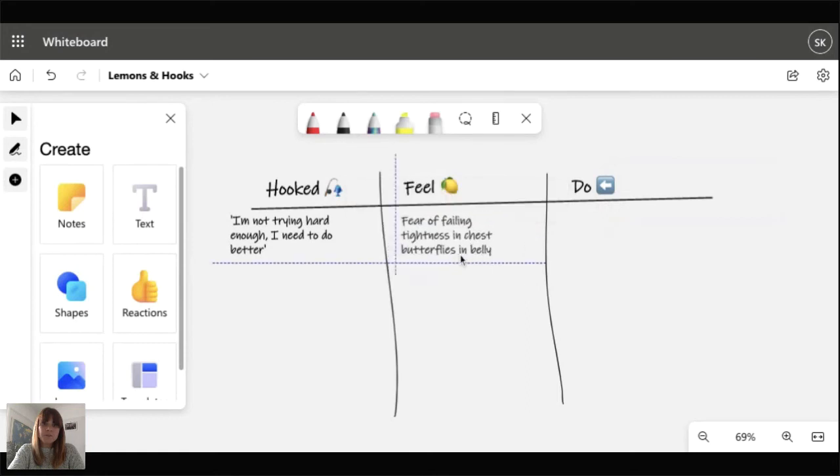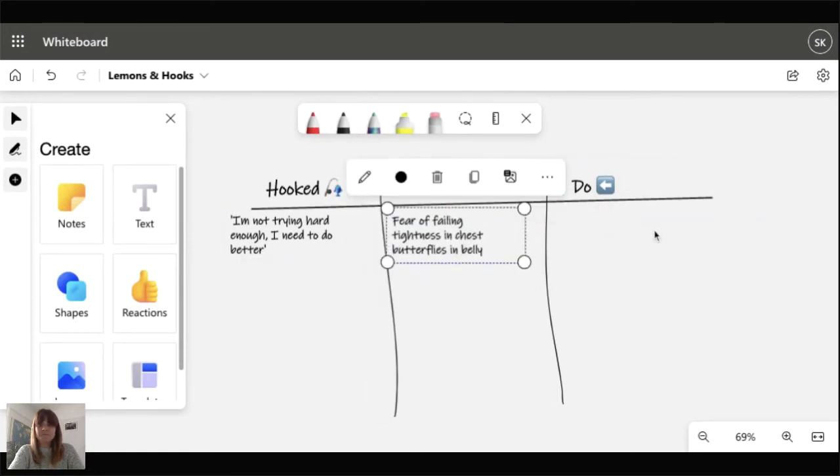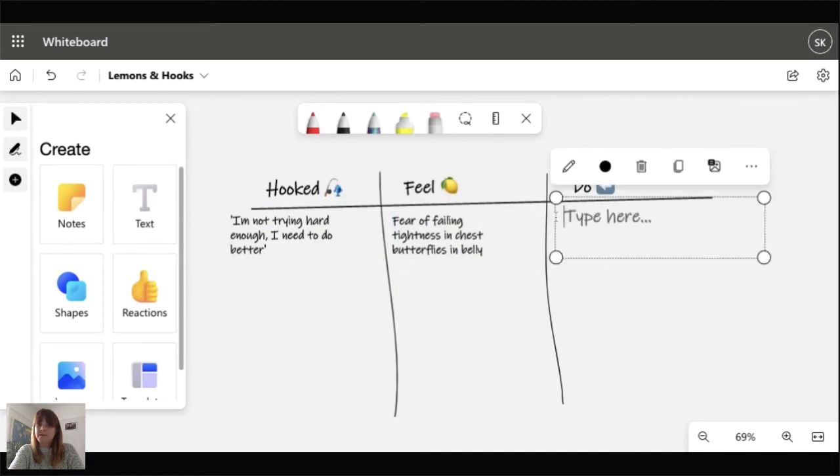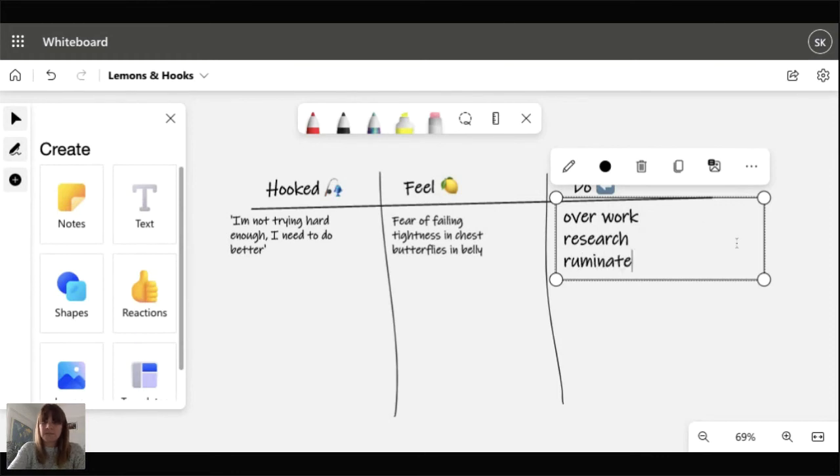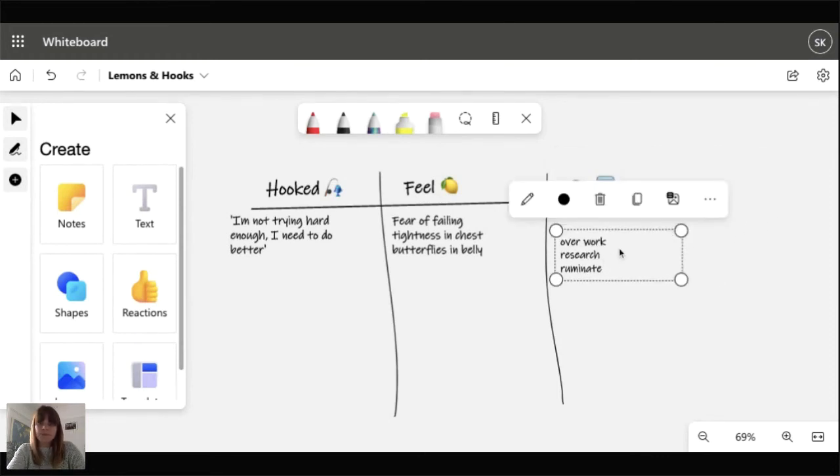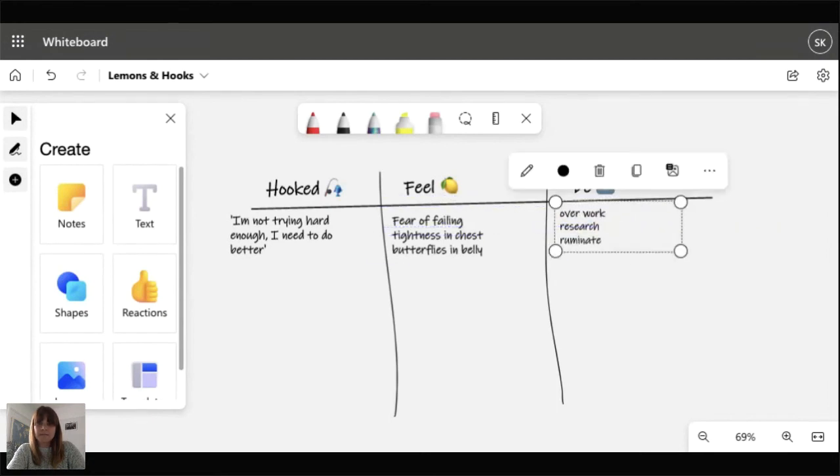And then what do I do when this shows up? So this part is the behaviour, is I overwork. And I research, I ruminate and I plan and I research, and I can do it fairly obsessively, you could say. So overwork, research, and ruminate. So go over stuff again and again. So does that make sense, those three columns?